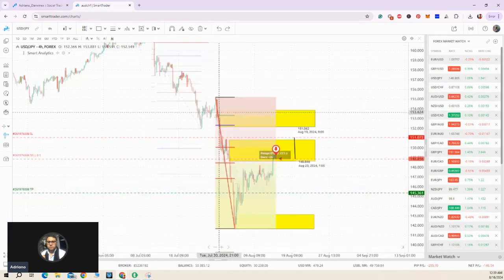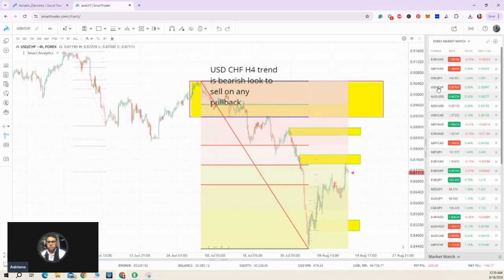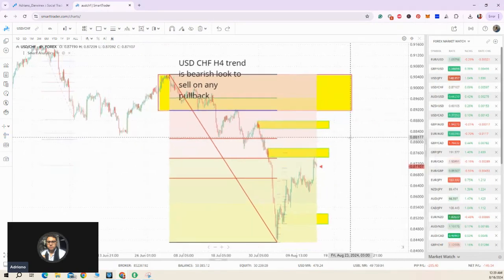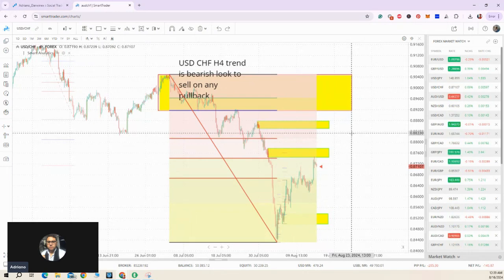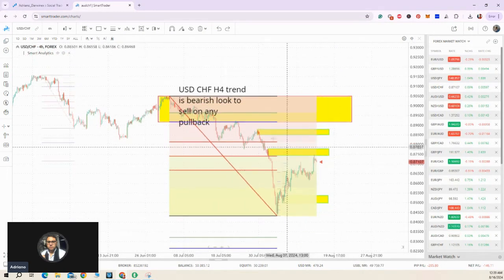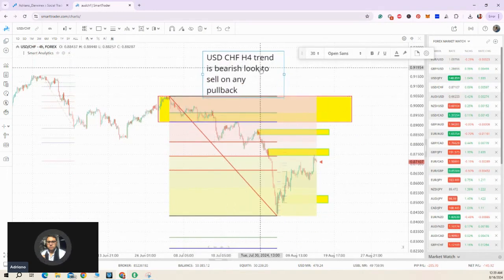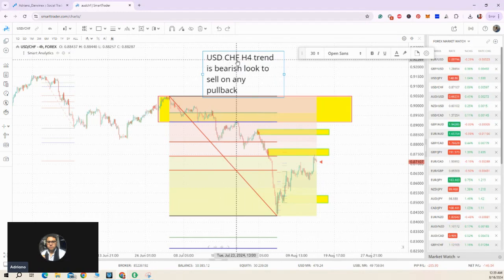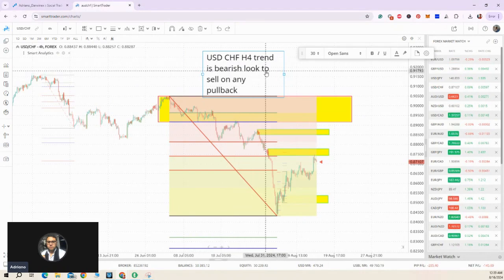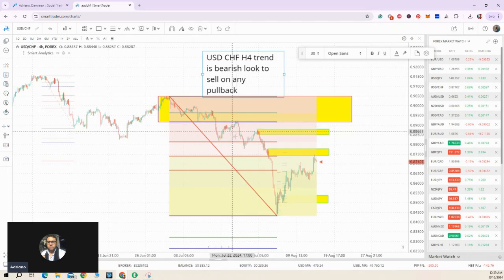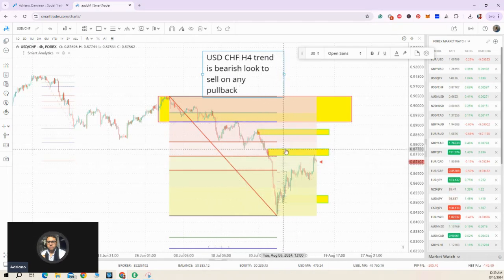So this is US dollar Japanese yen, and let's take a look at USD CHF. As you can see, for this market, USD CHF, our trend is bearish. Look to sell on any pullback. The market's in a downtrend on the H4 time frame.